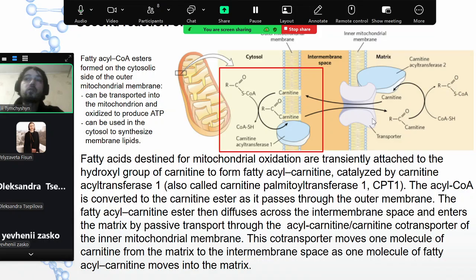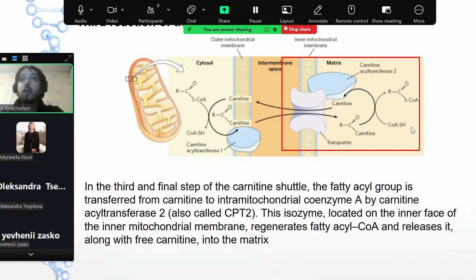It gets to the transporter. That transporter exchanges one carnitine with the fatty acid attached for one carnitine without any fatty acid. So that's an antiporter. And this basically moves the fatty acid carnitine inside into the matrix of the mitochondria.